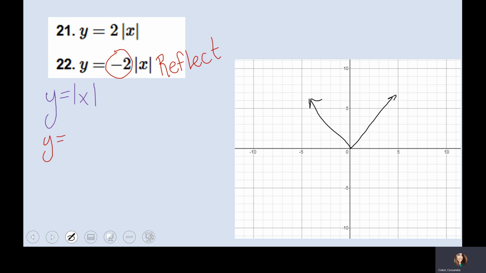And so we've got y equals 2 times the absolute value of x.